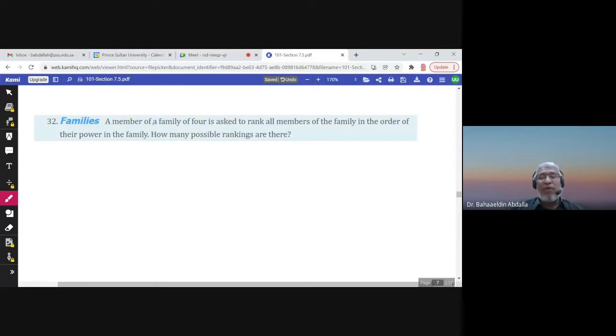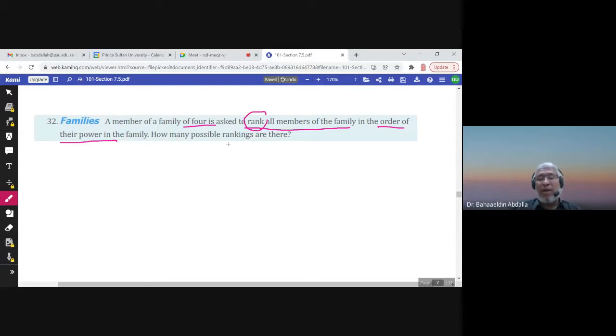A member of a family of 4, so there are 4 people in the family: wife, husband, 2 children, is asked to rank all members of the family, first, second, in the order of their power. So first, the highest power in the family, the father or the mother, for example. 1, 2, 3, okay, 4.